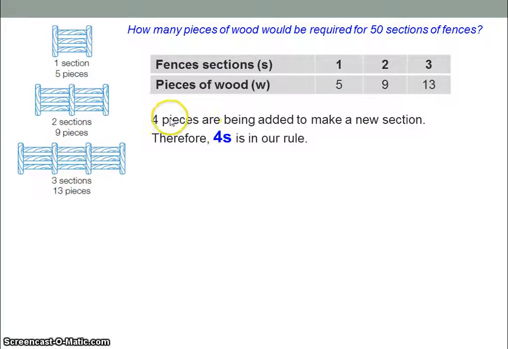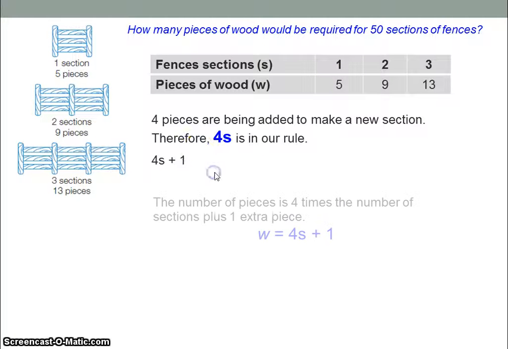So that tells us that 4 times s, so 4 times the number of sections, is in our rule. But that might not be all of the answer. Okay? If you have a look at the first section, 4 times 1 doesn't give us our answer. We actually have to add another 1 to it. So 4 times 1 will only give us 4. We add 1 more to it to give us 5.